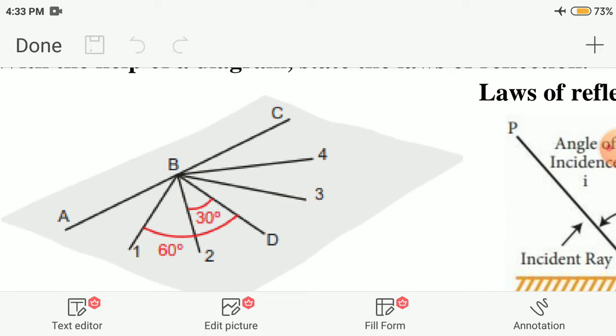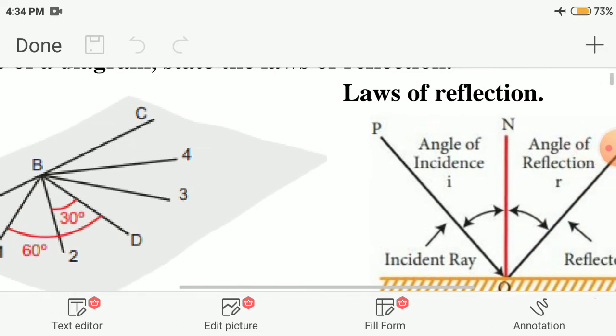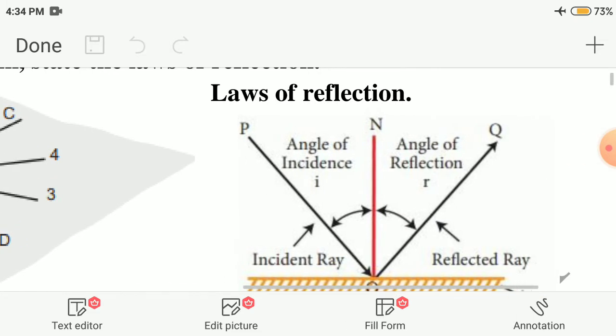Laws of reflection. Here given that one A, B, C. Here 1 and 2 are 60 degree, in that center point D. And then 3, 4. Between 1 and D the center point is 90 degree. How? Here 1 and 2 are 60 degree and then 2 and D are 30 degree. So 90 degree. Now prove the laws of reflection.